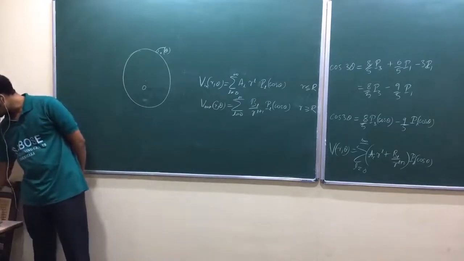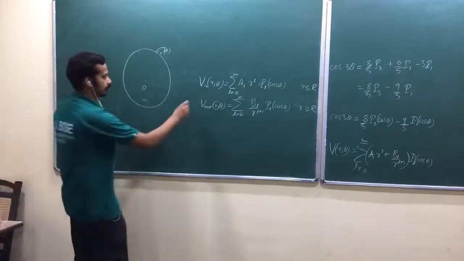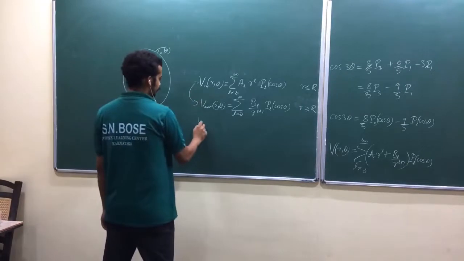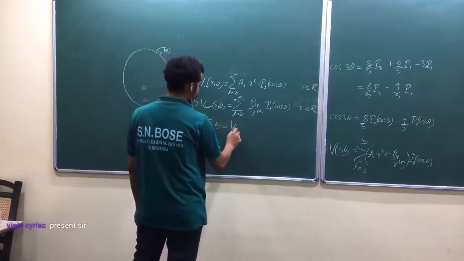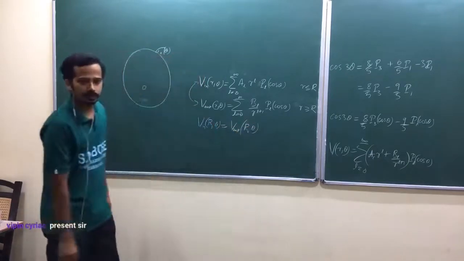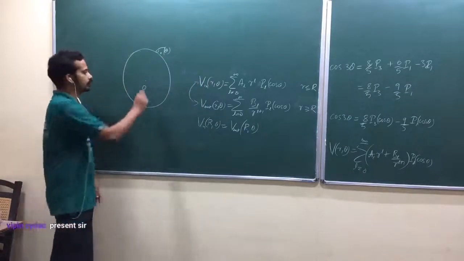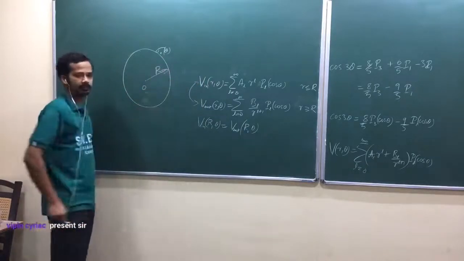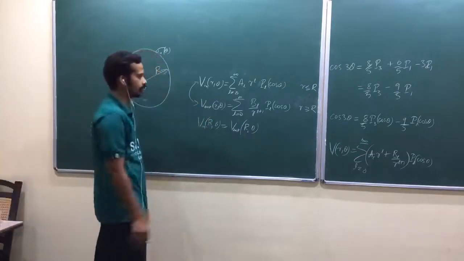So the second one is, again you have to take continuity here. V in of R comma theta should be equal to V out of R comma theta, isn't it? Outside potential when you put R equal to capital R, inside potential when you put R equal to capital R. Is that okay? So those two should match. This will give one relation between AL and BL.